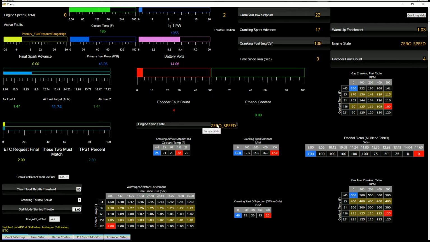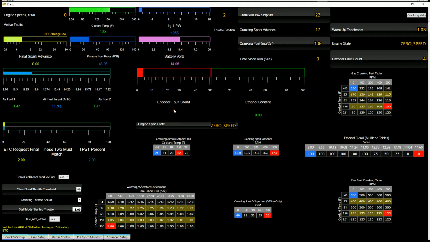The engine sync state is going to stay at 0 speed until it sees the rotating assembly moving, so cam and crank information coming in. Once the cam and crank information comes in, it should say encoder sync, cam sync right here. You may get 1, 2, maybe 3 or 4 encoder fault counts. That's normal under cranking. Once it's in the run mode though, whatever value this is should stay there.